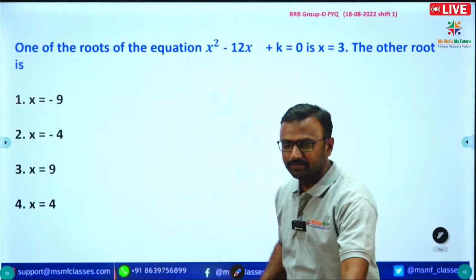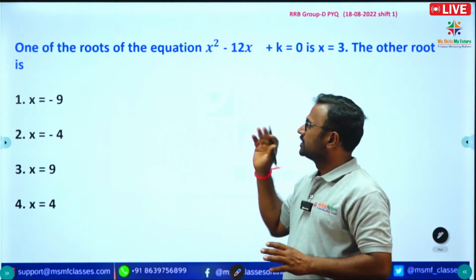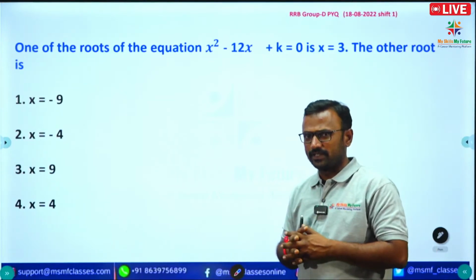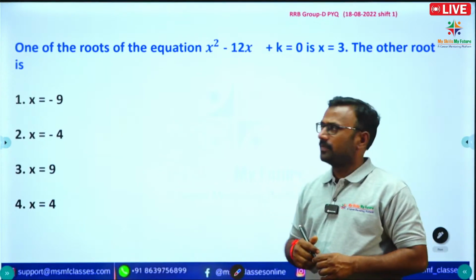Right, sorry, a small technical problem. Okay, see, in the last session we discussed some questions in the same paper. In this session we are going to discuss some more questions in the same paper.